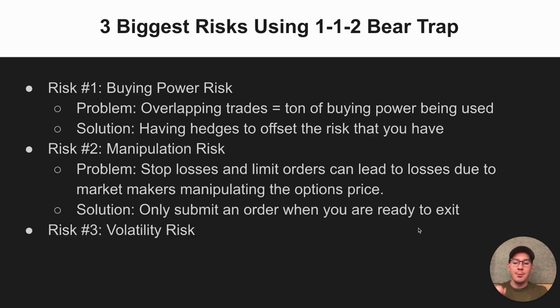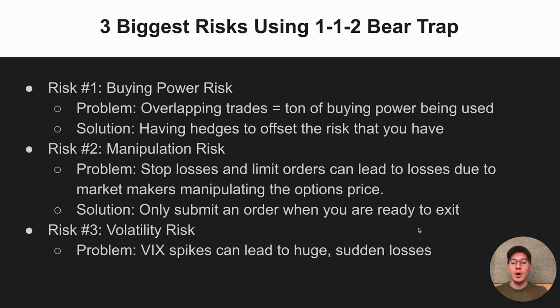Anyways, risk number 3 is this: volatility risk. With volatility risk, we're going to see the problem of when VIX spikes, this can lead to huge and sudden losses. As option sellers, when volatility increases, when risk in the market increases, our losses will increase dramatically. And so we want to make sure that we don't have this, right? We don't want to see our account immediately have losses, 200, 300% losses overnight. So how do we do this?